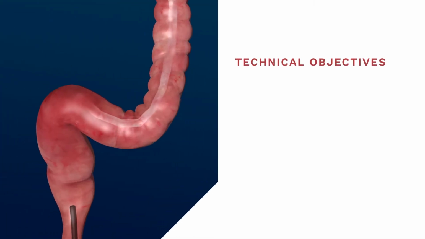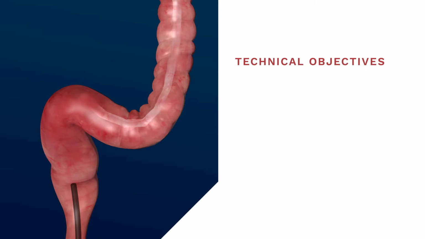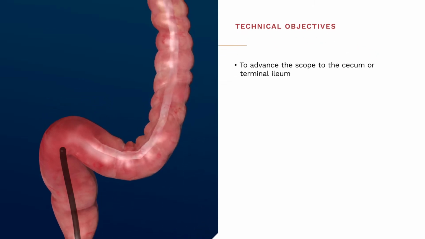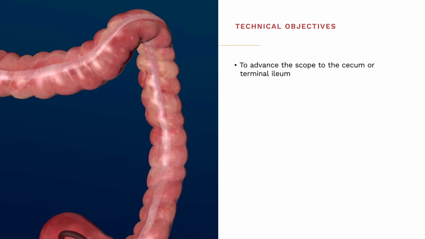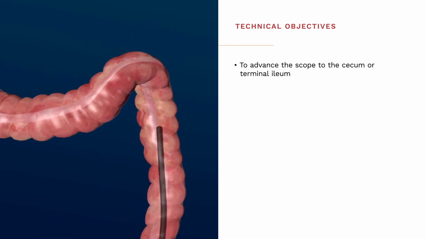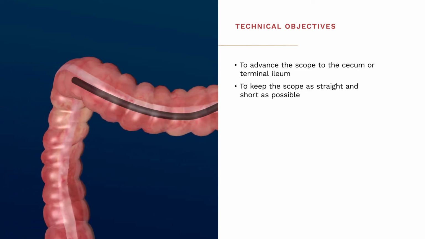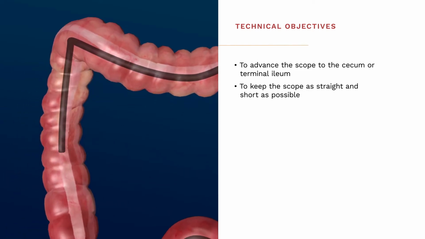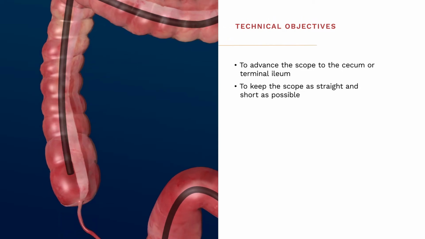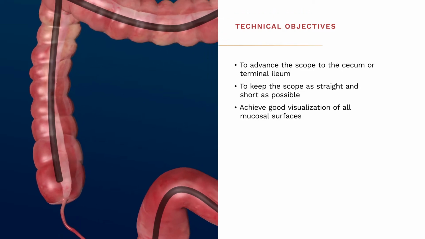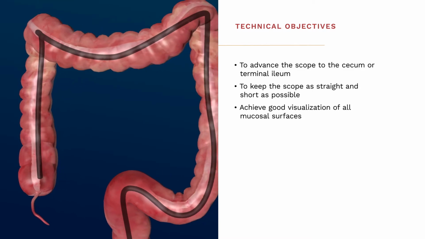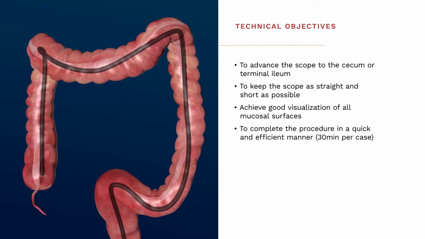The technical objectives this video will help you to achieve are as follows: to advance the scope to the cecum or terminal ileum. A high cecal intubation rate alone is inadequate. We need to get to the cecum with a short scope devoid of loops. We should be able to complete the majority, if not all, procedures, never having more than 110 centimeters of the scope inserted. We want to achieve good visualization of all mucosal surfaces. The procedure should be completed in a quick and efficient manner, and we should be able to do all this with minimal stress and discomfort to the patient.